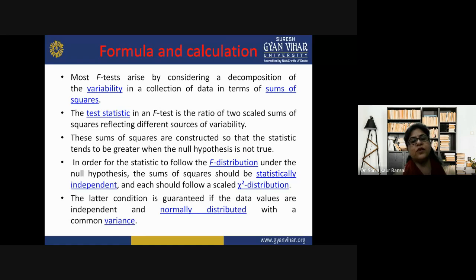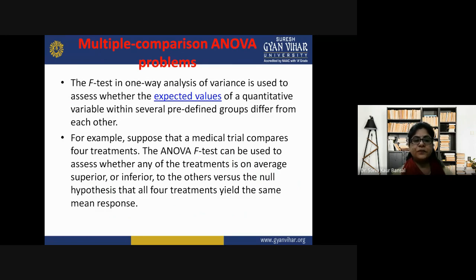So in order for the statistic to follow the F distribution under the null hypothesis, the sums of squares should be statistically independent, and each should follow a scaled chi-square distribution. This has to be remembered by you. The latter condition is guaranteed, students, if the data values are independent and normally distributed with a common variance. Okay, so this was about formula and calculation. Now let's see the multiple comparison ANOVA problems.